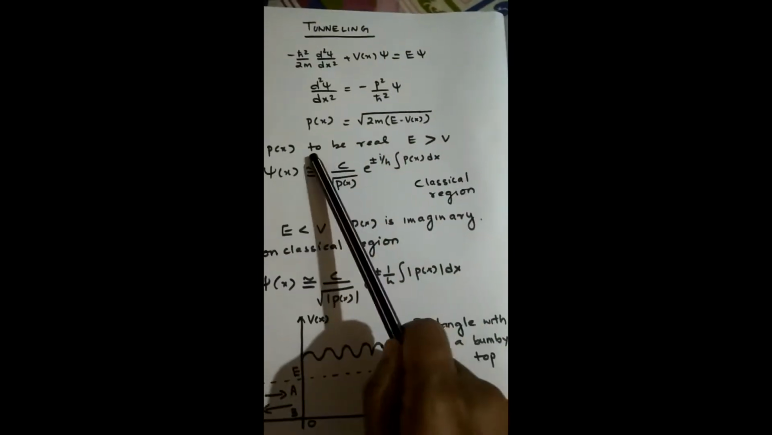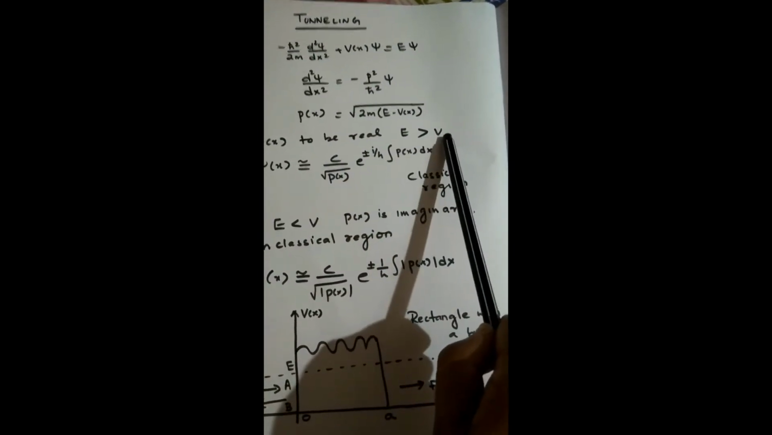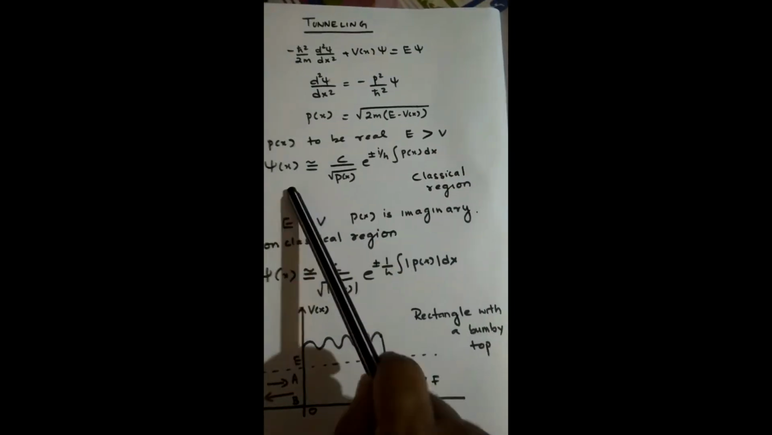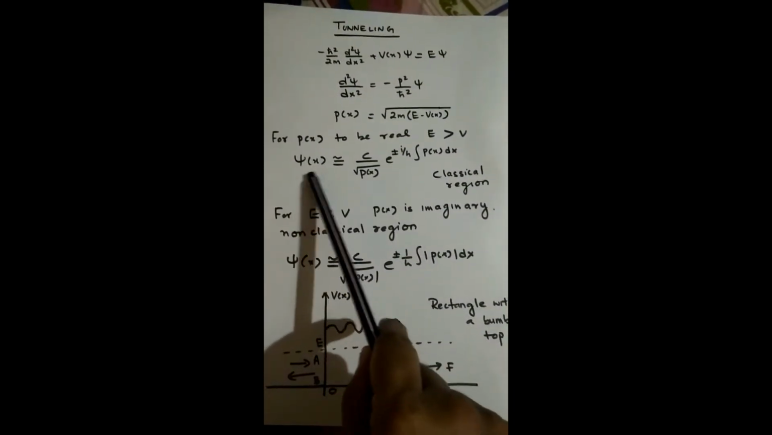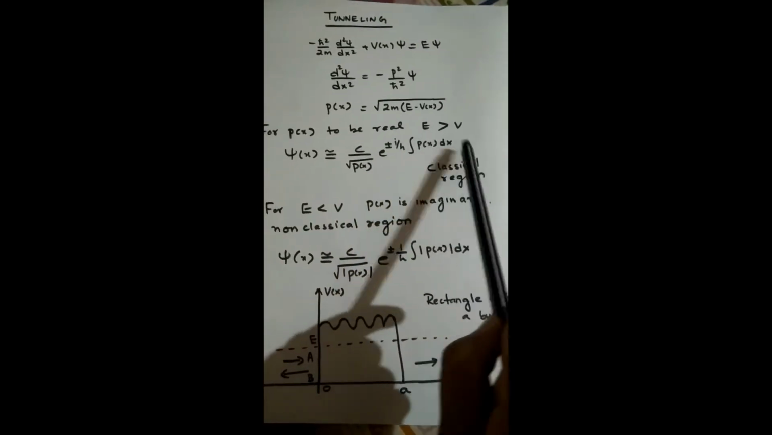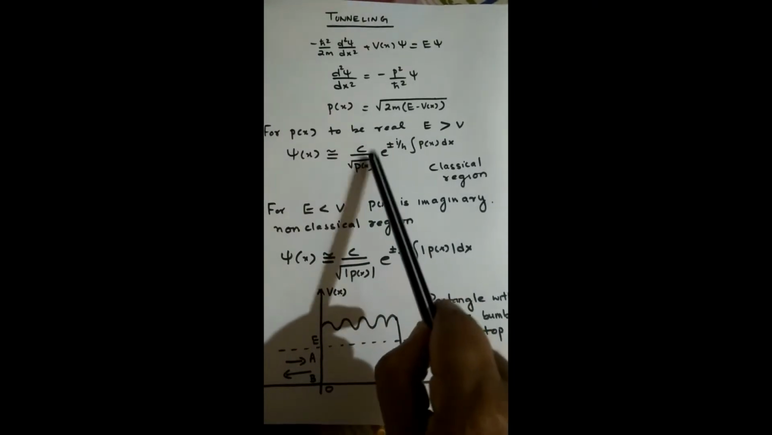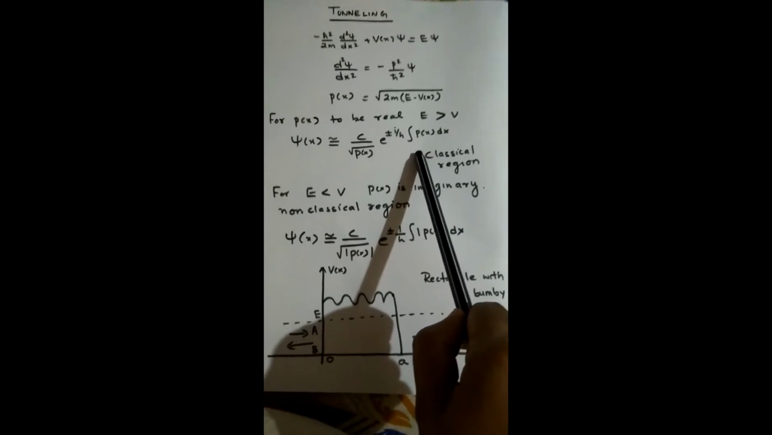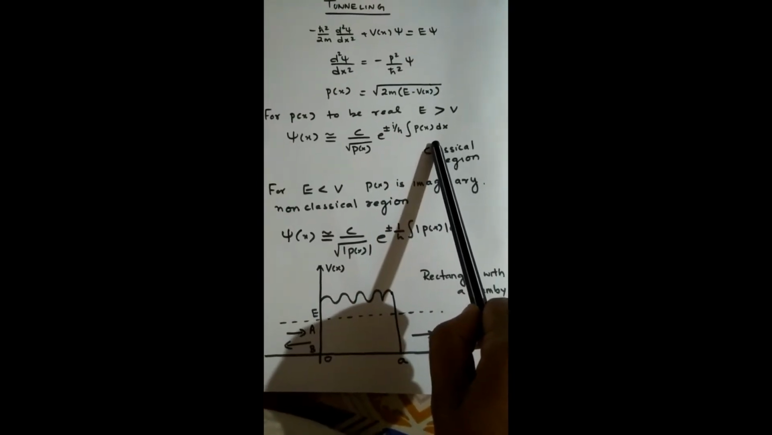This is the expression for P, where P was given as root of 2m (E minus V). In the previous classes we have discussed this. Now here again we have seen that for P(x) to be real, E has to be greater than V, and this was known as the classical region, and the WKB approximation wave function. The WKB wave function was given by C by root P(x) e raised to plus minus i by h bar integral P(x) dx. This we had extensively solved, taking psi(x) equal to e raised to i phi(x), taking derivatives, substituting in Schrodinger's equation, and got this result finally. Till this part we have done in the last class.